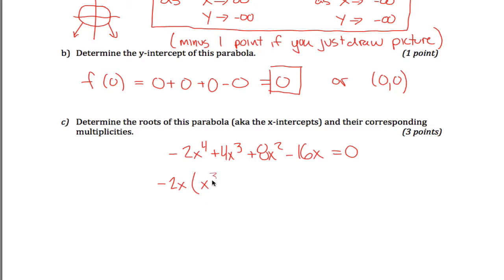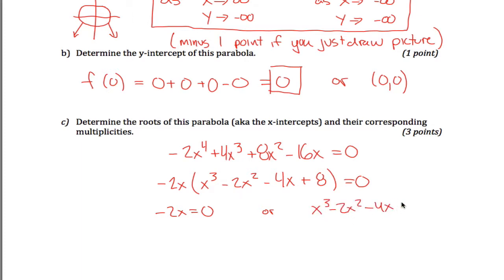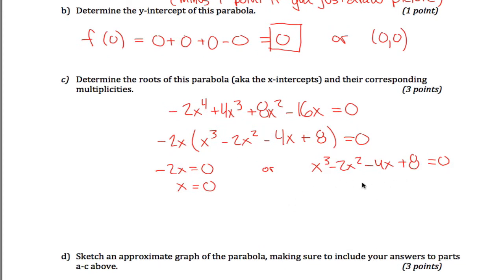That'll leave me with x cubed minus 2x squared minus 4x plus 8 equals 0. Then I could factor inside the parentheses. I'm going to write this a little bit differently. So I've got something times something equals 0. Either negative 2x equals 0 or x cubed minus 2x squared minus 4x plus 8 equals 0. If you divide both sides by negative 2, we get x equals 0 over here. To determine the solutions to this equation, I'll have to do some work.